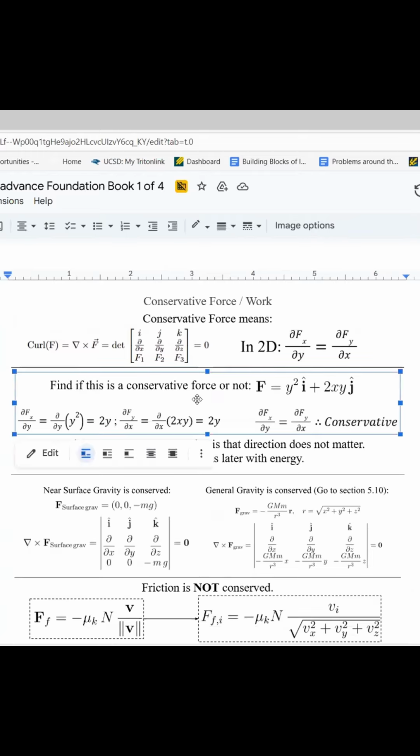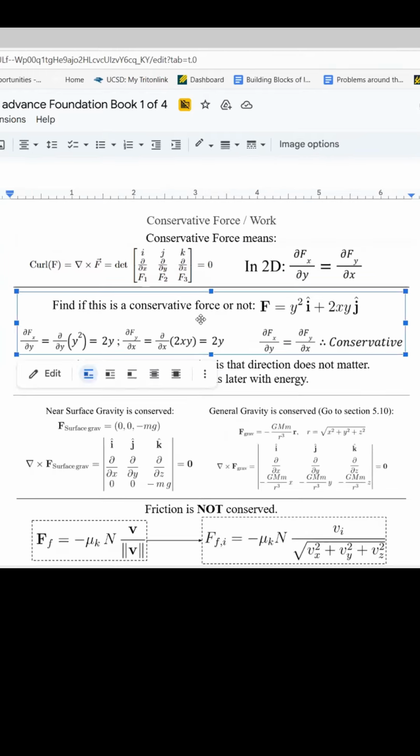What does it mean to have a conservative force? First of all, the mathematical meaning is this: if the curl of a force, basically the determinant of this format, equals zero, then it's conserved. And curl can mean a lot of things. A lot of times it has to do with rotation, but in this case, it's not.